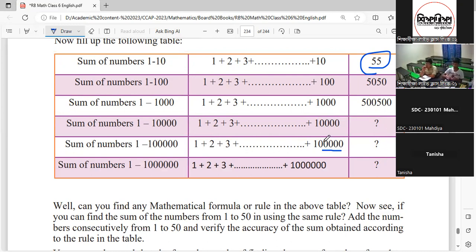I mean, as we have 4 zeros in the last number, so we can write down 5 1 2 3 in 5 1 2 3, right? As you have 5 zeros here, so we write down 5 1 2 3 4 5 1 2 3 4. And as you have 6 zeros here, you can write down 5 1 2 3 4 5 5, then 1 2 3 4 5. That was a very easy technique, right?